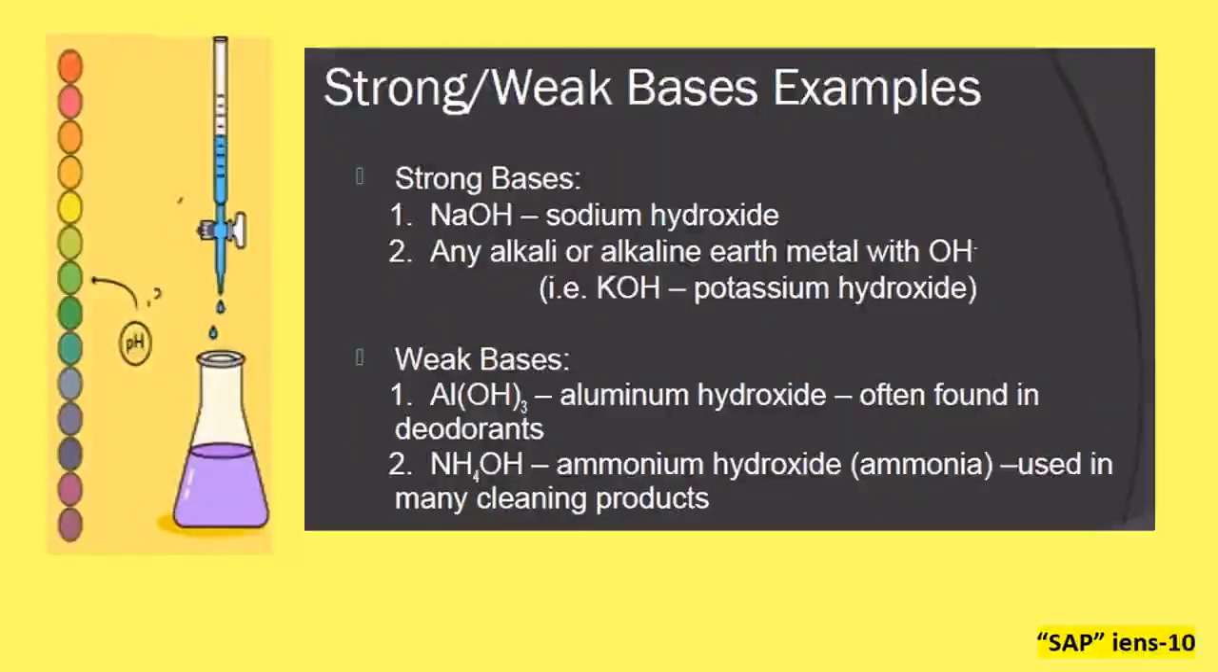Strong or weak bases examples. Strong bases: NaOH, sodium hydroxide, any alkali or alkaline earth metal with OH, that is KOH, potassium hydroxide. Then weak bases: aluminum hydroxide, often found in deodorants, and ammonium hydroxide, used in many cleaning products, also known as ammonia.